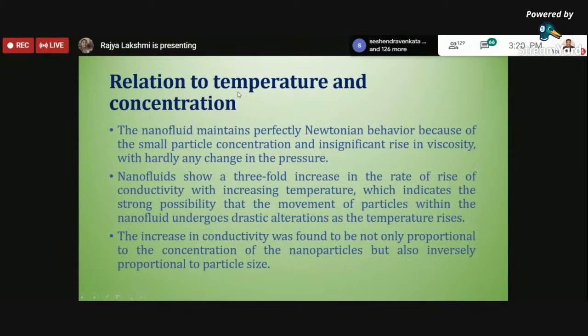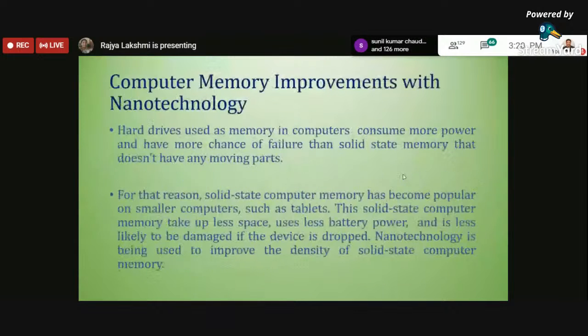And especially related to temperature and other concentration, I have already mentioned these nanotechnologies; people are trying to adopt them for temperature control and environmental control also. I have given an example with respect to construction materials, how these nanoparticles are helping improve the material properties, which is environmentally controlled, and will automatically respond to environmental factors. That is one thing. Then computer memory and improvements with nanotechnology.